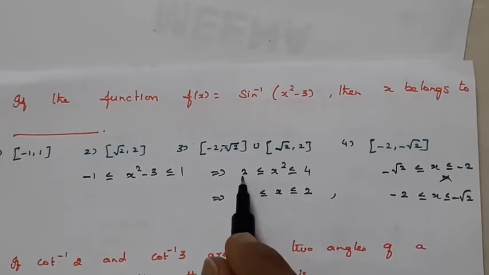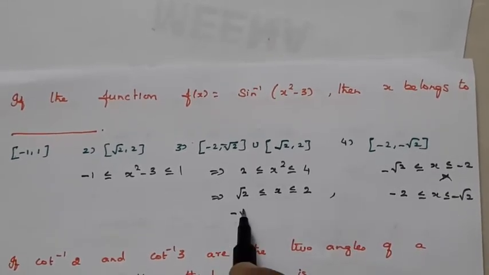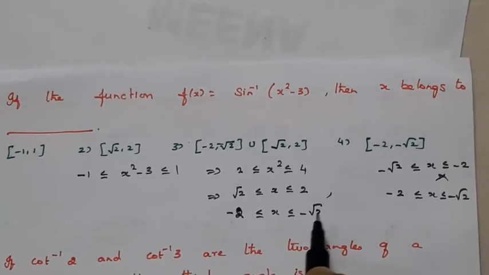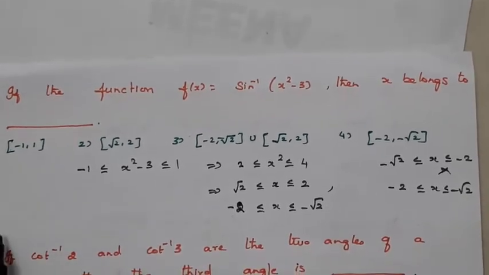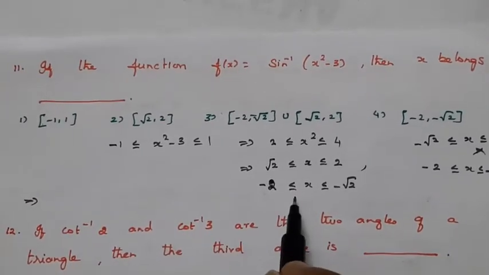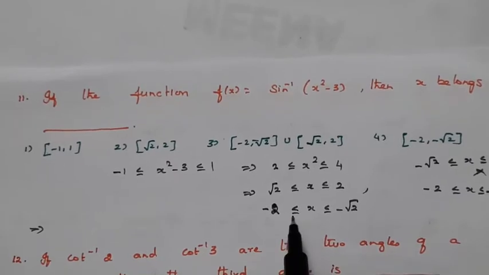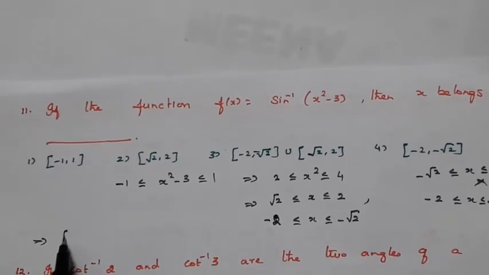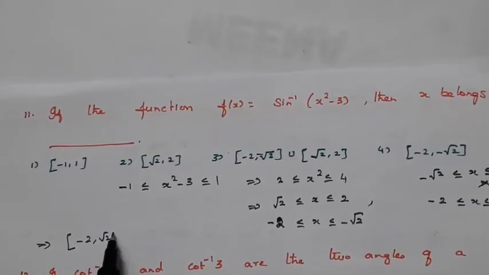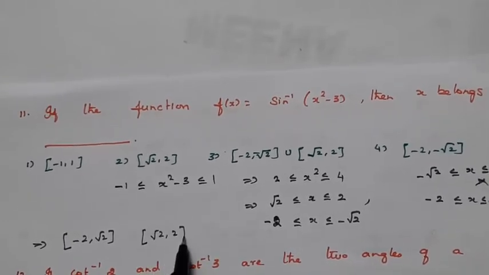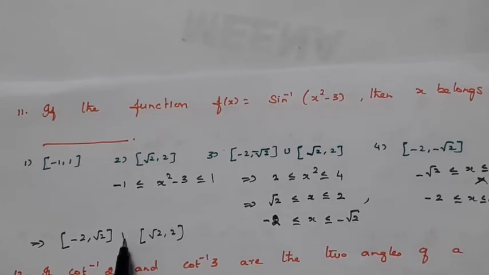So this implies two cases, that is minus 2 less than or equal to x less than or equal to minus root 2. So what would this be? Combining these two, we have x belongs to the closed interval minus 2 to minus root 2, as there is an equal to sign, and also the closed interval root 2 to 2, and both hold, that means a union.